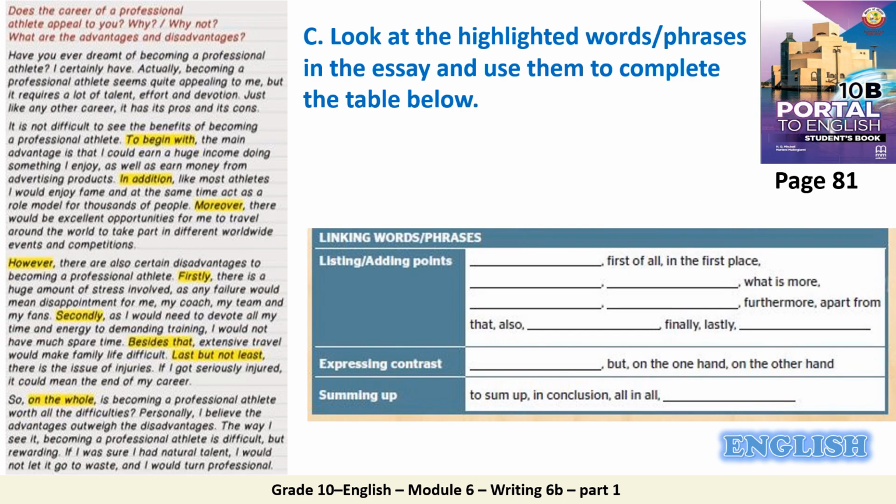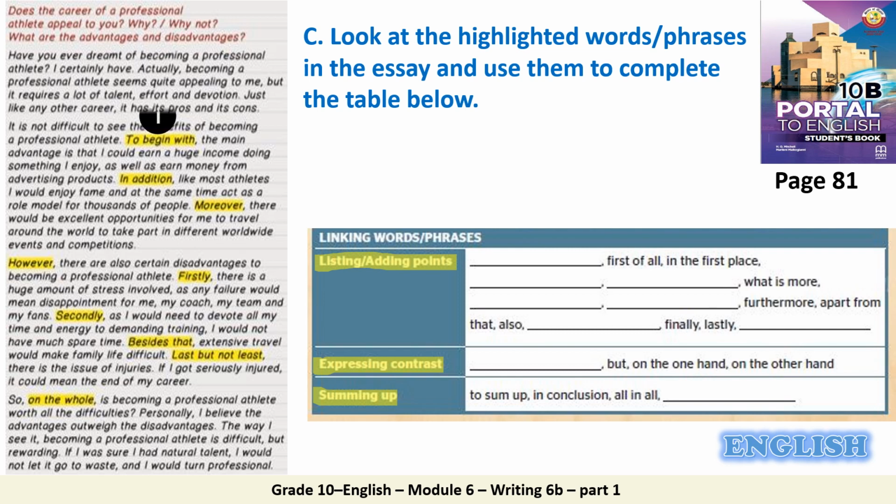All right. Now, question C on the student's book on page 81. Look at the highlighted words, phrases in the essay and use them to complete the table below. Now, as you can see, the color used is yellow. So these are highlighted linkers. Let's have a look at the types of linkers we can use in a discussion essay. First, we have listing or adding points. After that, expressing contrast. And finally, summing up linkers.